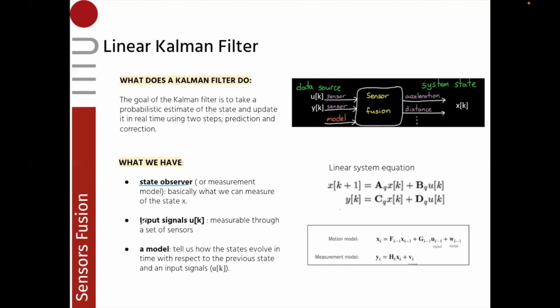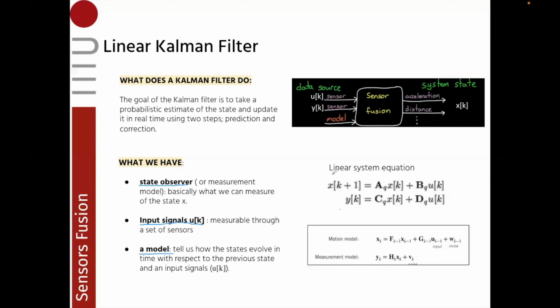The second element is what we call input signals, or u of k, which basically represent everything measured, again through a sensor, that affects the evolution of the state. The third main element, I think the most important here, is a model. A model, also called a motion model, tells how the state evolves in time with respect to the previous state and, as we said, with respect to the input variables.